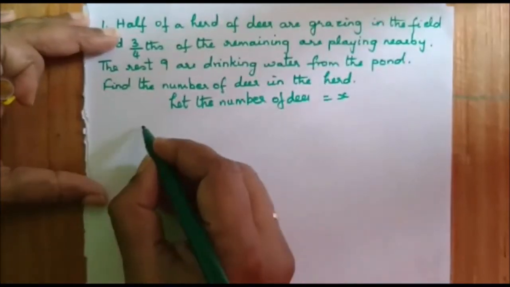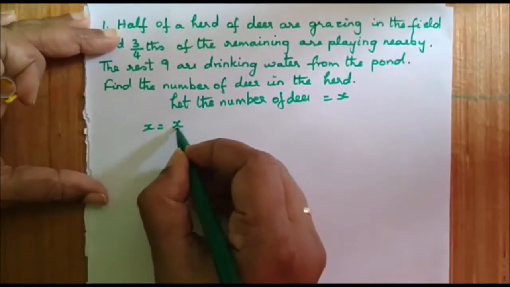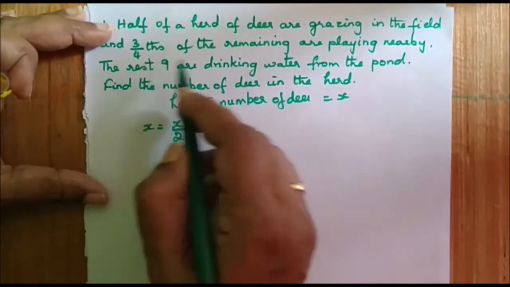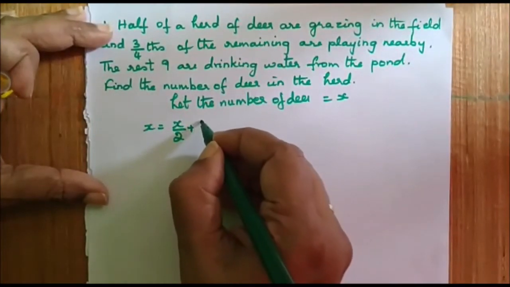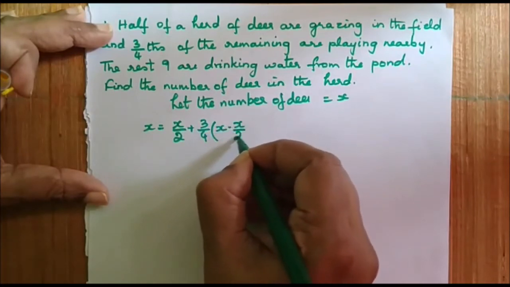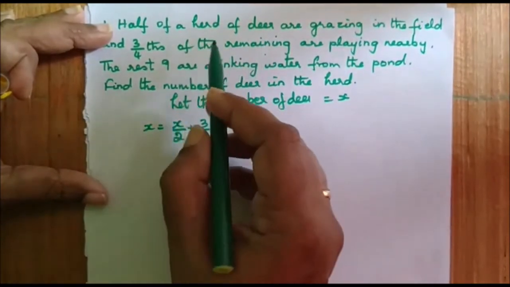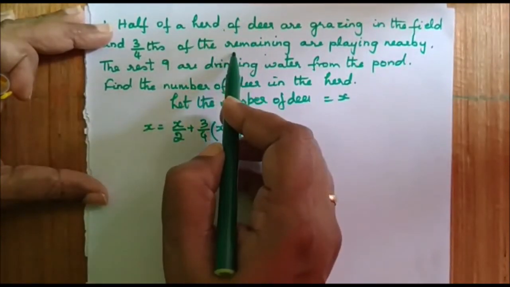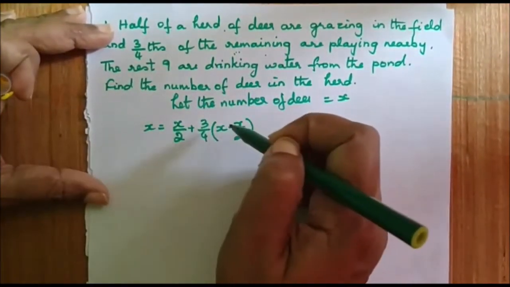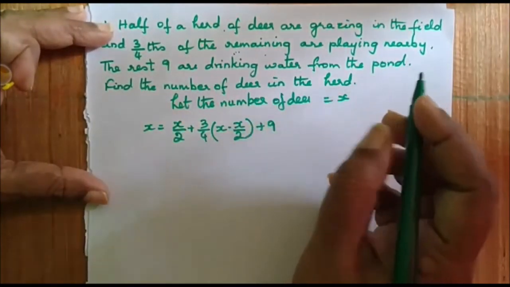Okay, what are we given? This x is equals to half of the herd of deer, so x by 2. Half the herd is grazing in the field and 3/4 of the remaining. So what is 3/4? 3/4 of the remaining, x minus x by 2. I hope you understood this. 3/4 of the remaining is how much? If x by 2 is grazing in the field, the remaining is x minus x by 2. So 3 by 4 into x minus x by 2, and the rest 9 are drinking water from the pond.